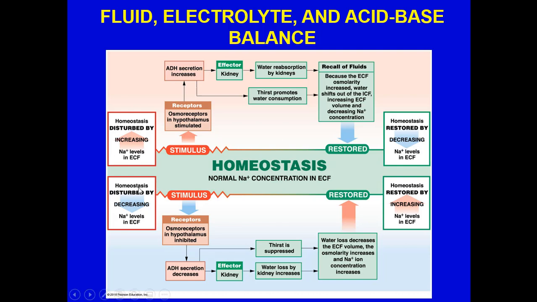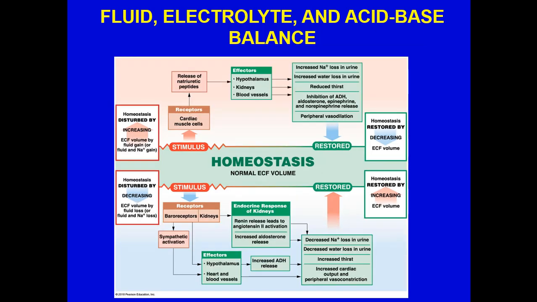Now, if you have homeostasis disturbed by decreasing sodium levels in the ECF, what you would have are, again, osmoreceptors in the hypothalamus being inhibited. ADH secretion decreases, so it's going to act on the kidneys. Thirst is suppressed, and you're going to increase the water loss, and so the water loss will achieve a proper osmolarity, where the sodium ions have a certain concentration compared to the water that is in the ECF.